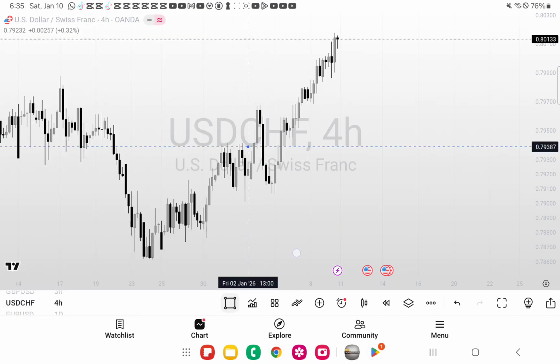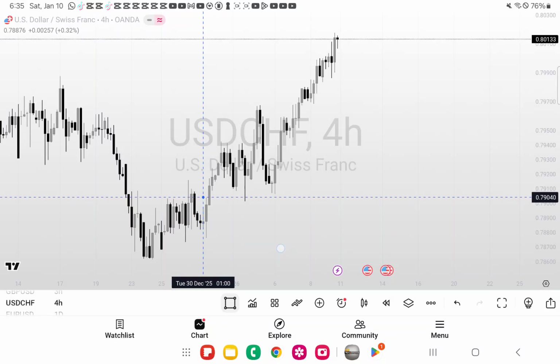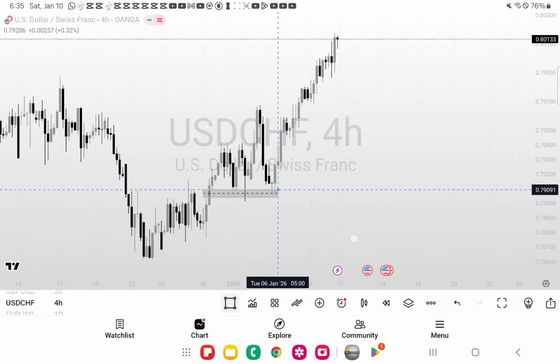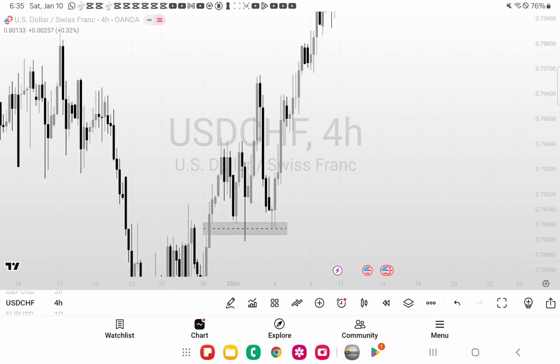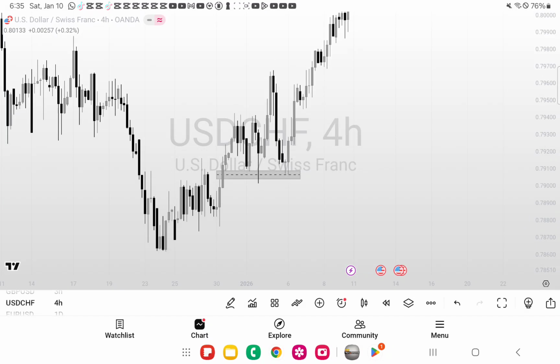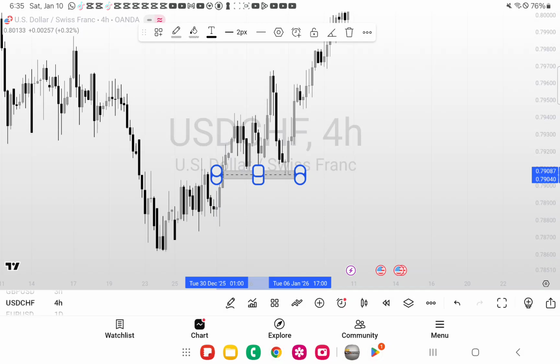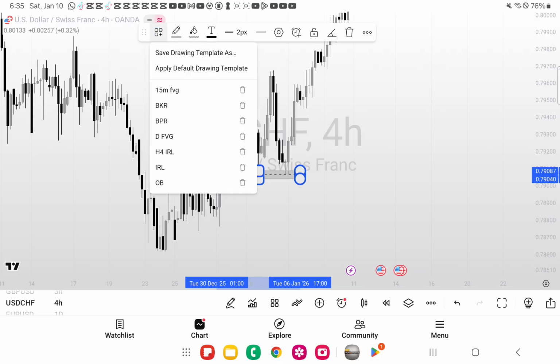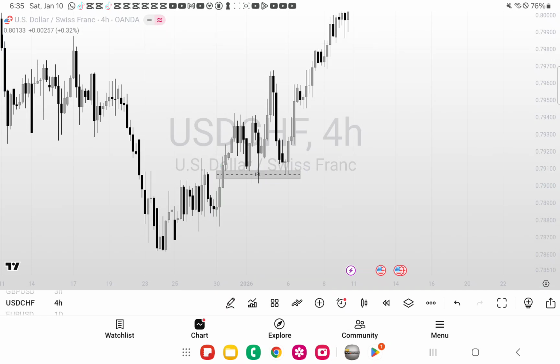For example, this fair value gap is one of the internal range liquidity. You can clearly see how price is respecting the fair value gap. That's one of the internal range liquidity that we have in the market, and one of the key levels you can use to look for your buy or sell opportunity once price has tapped into them.